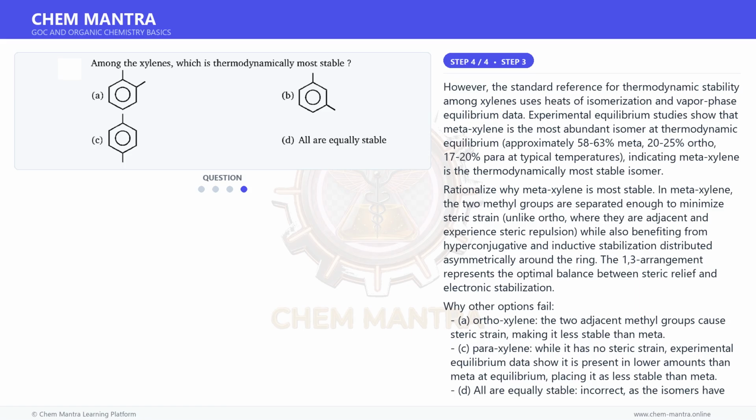Why other options fail? A. Orthoxylene: the two adjacent methyl groups cause steric strain, making it less stable than meta. C. Paraxylene: while it has no steric strain, experimental equilibrium data show it is present in lower amounts than meta at equilibrium, placing it as less stable than meta. D. All are equally stable: incorrect, as the isomers have measurably different heats of formation and equilibrium distributions.